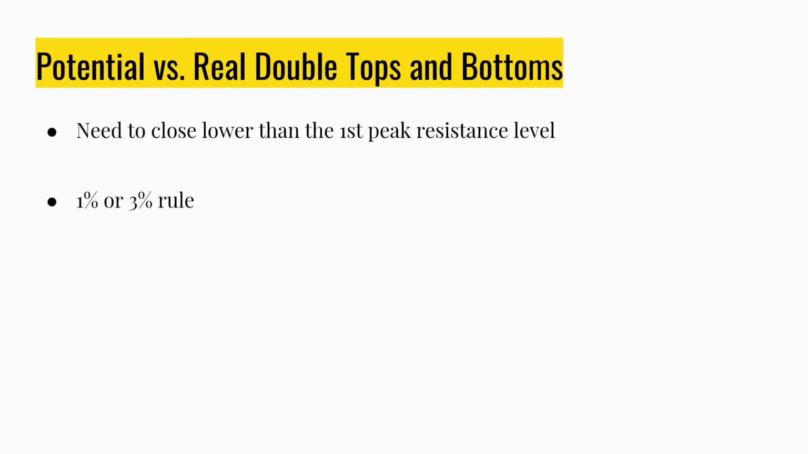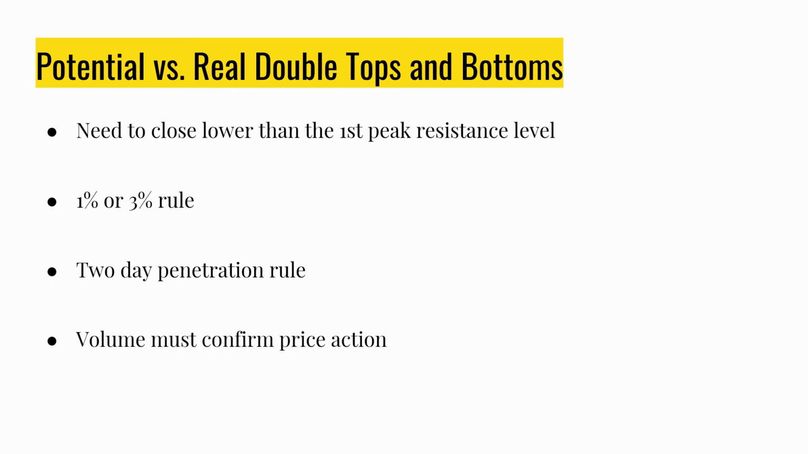The other way is to use the 1% or the 3% rule that we talked about in a previous video. But basically, you need to see price drop 1% or 3% below the previous resistance peak to confirm that the trend is weakening. The third way is to use a 2-day penetration rule, which is another topic that we talked about in a previous video. I'll link the video that explains the 3% rule and the 2-day penetration rule in the comment section below. But for now, this rule simply states that price needs to remain rejected by the first peak resistance level for at least 2 days. The final way, and the easiest way, is to study volume.